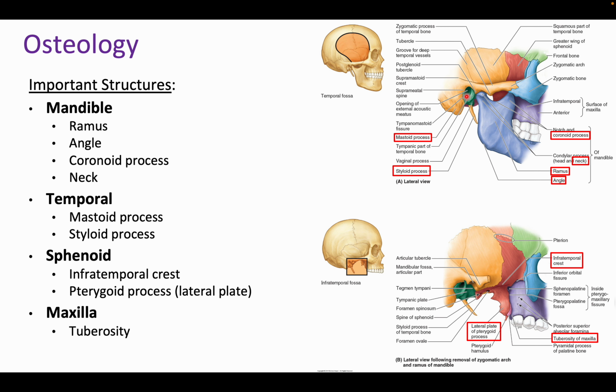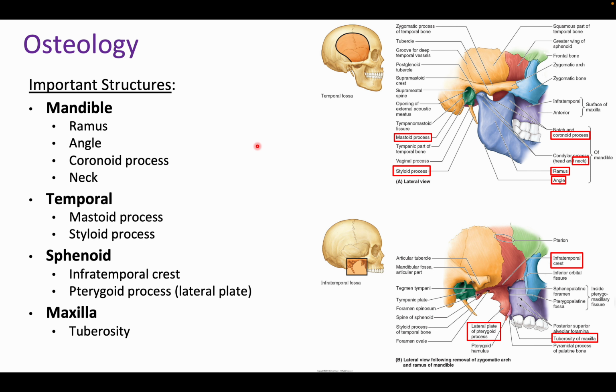With the bone structures that we're looking at here, the most important ones are the mandible, the temporal bone, the sphenoid bone, and the maxilla. With the mandible, up here in blue, the important things to look at are the ramus, which is the flat wall of it here, and the angle, which is this corner of it. We have the coronoid process, this one up here, and then the neck, which is over here.